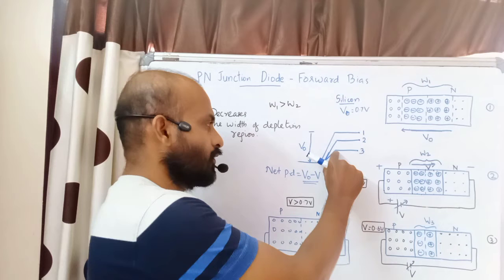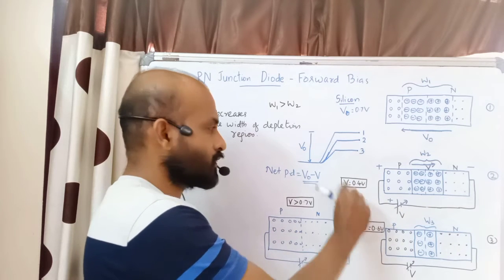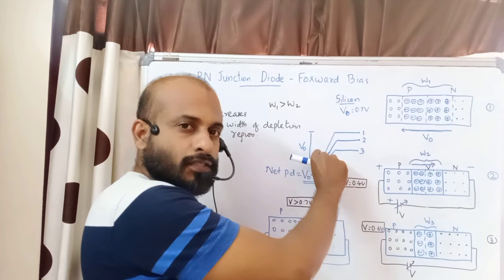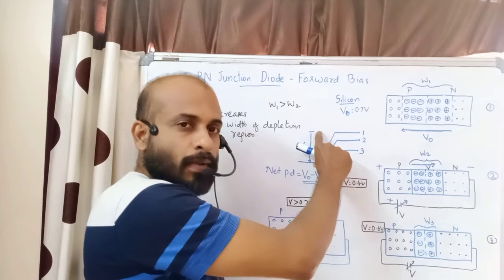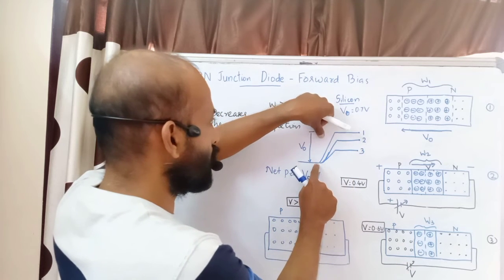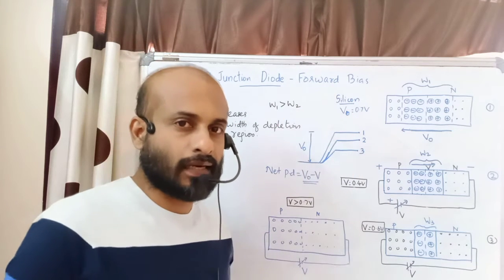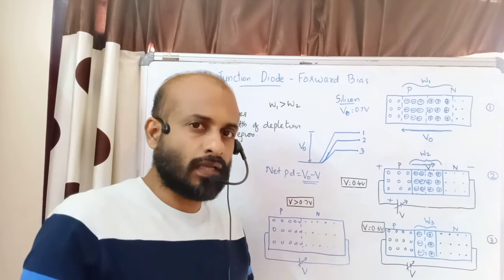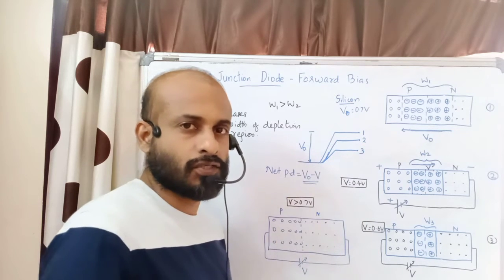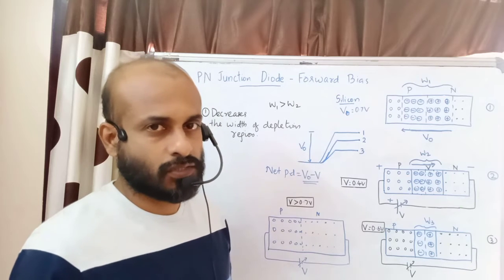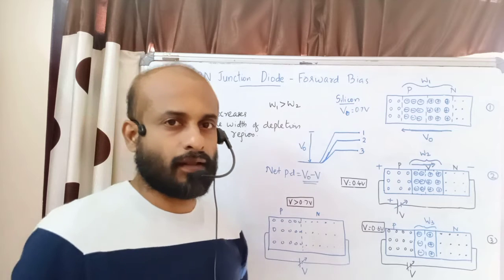Now we can see the variation here. Situation number 3. We increase the voltage from 0.4 to 0.6. Now the width of the depletion region again goes on decreasing. The barrier potential also decreases. This was the initial barrier potential. Now this is the width. The value of the barrier potential goes on decreasing. This gives an opportunity for the electrons to cross the junction. Holes can also cross the junction from the p side. So an opportunity is created by reducing the potential barrier.